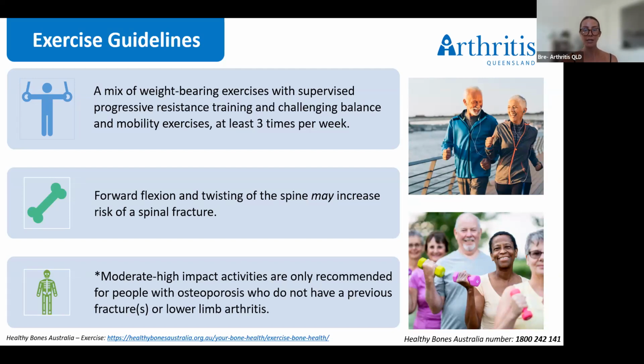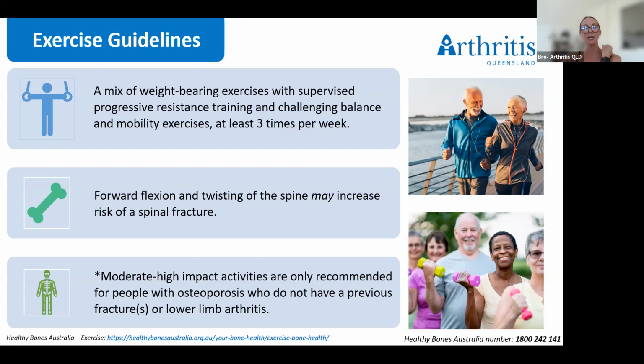For healthy bones, a recommendation is completing a mix of weight-bearing exercise with supervised progressive resistance training and also challenging balance and mobility exercises, completing all of these at least 3 times per week. Also be aware that forward flexion exercises, such as bending over whilst holding an object or doing sit-ups with straight legs, and also that twisting movement of your spine, may increase risk of spinal fracture. It's just something to be really aware of if you already have osteoporosis in your spine.